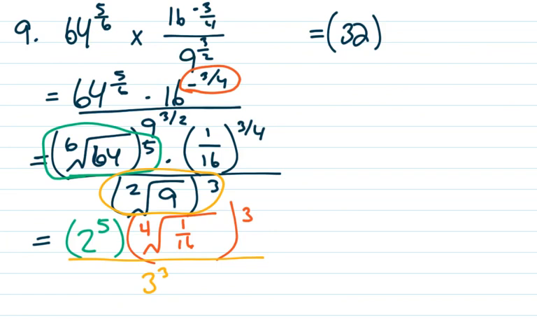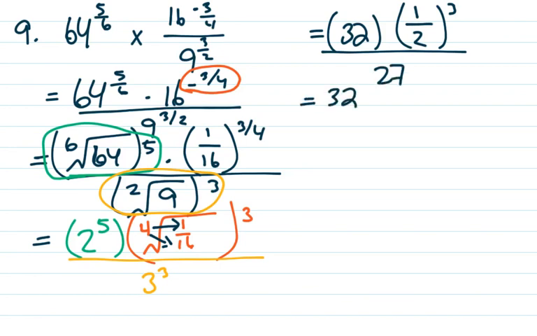The 4th root of 1 over 16, so you would do the 4th root of 1, which is still 1, and then you do the 4th root of 16, which is 2, and that would all be cubed, over 3 cubed, which is 27, equals 32 times 1 over 8, all divided by 27. But when we divide by 27, we could multiply by the reciprocal, which would be 1 over 27. And then I can do some simplifying. Divide these both by 8, so 1 and 4. And I'm left with 4 over 27.